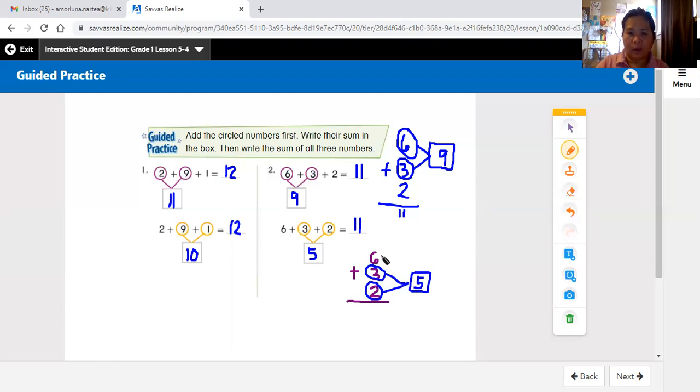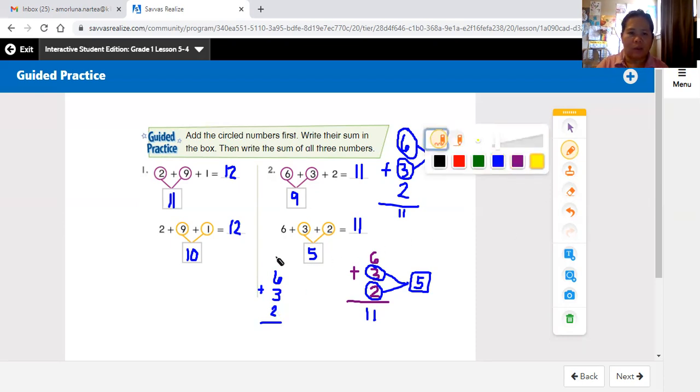We have another number to be added. Don't forget that one. So 5 plus 6 or 6 plus 5, that is 11. All right, good job. But if you want to explore more, you can try 6 plus 3 plus 2 equals.